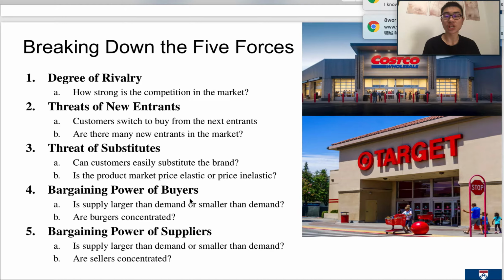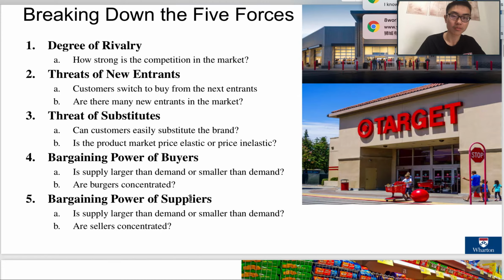And the second question is, are buyers concentrated? If we have only one buyer like Walmart and we have no choice of who to sell to, then a buyer will have pretty high bargaining power. If we have only Walmart to sell a product to, then the buyer has high bargaining power. And vice versa is the bargaining power of suppliers, and you can ask this question such as, are sellers concentrated?